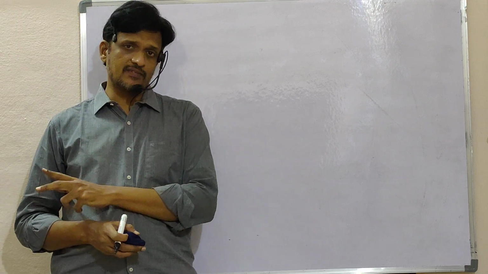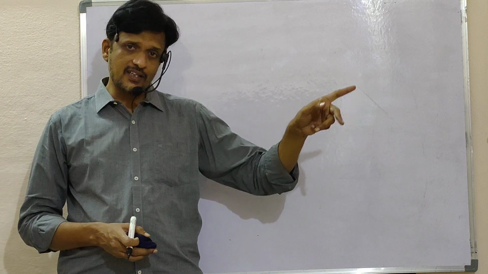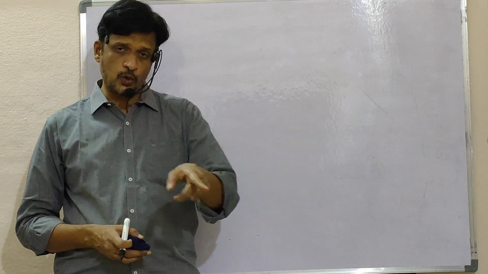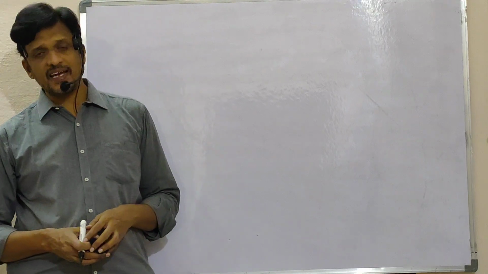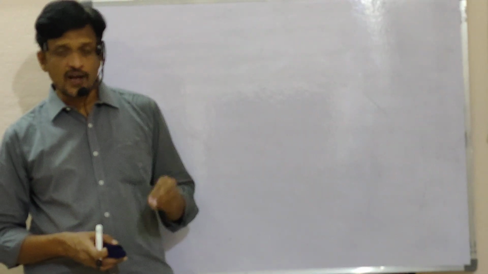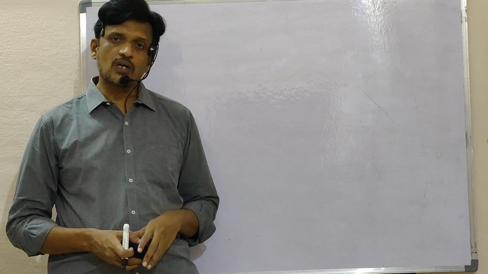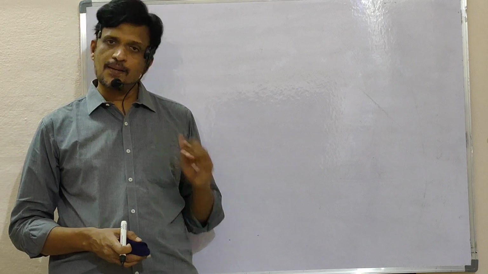Alpha, beta are the roots of the first one. Beta, gamma are the roots of the second one. So beta is there in both. That is called a common root. It means the value of x which can satisfy both the given quadratic equations is called the common root.